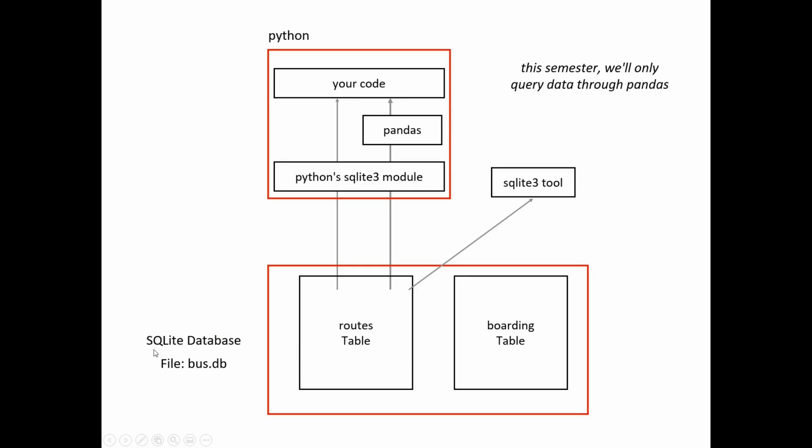I have my table in my database here in red. I've got two tables in there. I can access these tables using the sqlite3 tool directly. It comes available on a Mac. If you want it on Windows, you'll have to download it. We can also use it directly with Python. So I've got the Python sqlite3 module here. It goes directly to our code.